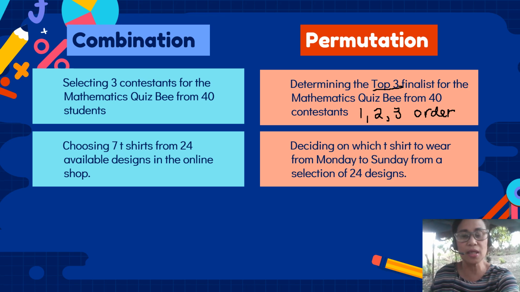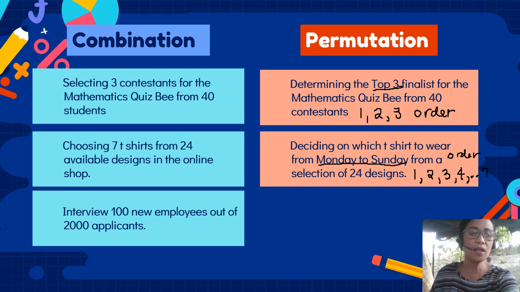But if it says deciding on which t-shirt to wear from Monday to Sunday from a selection of 24 designs, keywords again, Monday to Sunday. So meaning we already have the first day, which is Monday, what to wear. Second day, which is Tuesday. Third day, Wednesday. Fourth day, Thursday, until the seventh day, which is Sunday. So there's already an order here. So this is now a permutation problem.